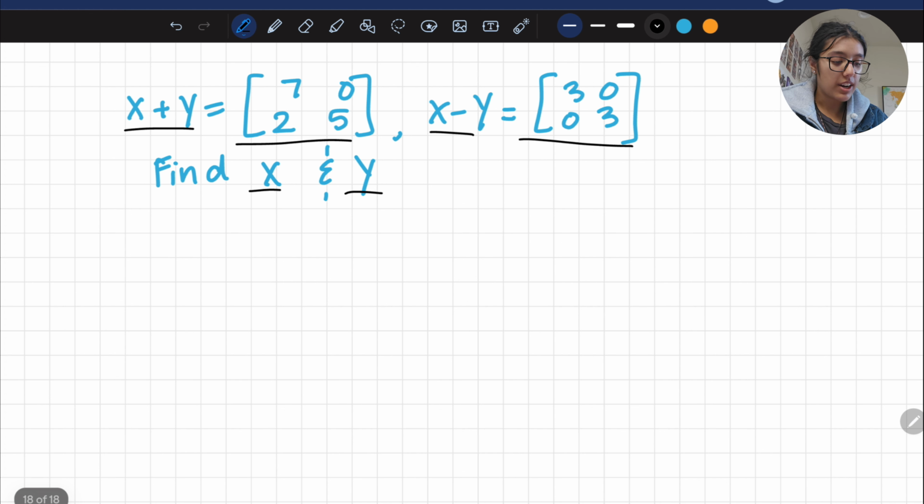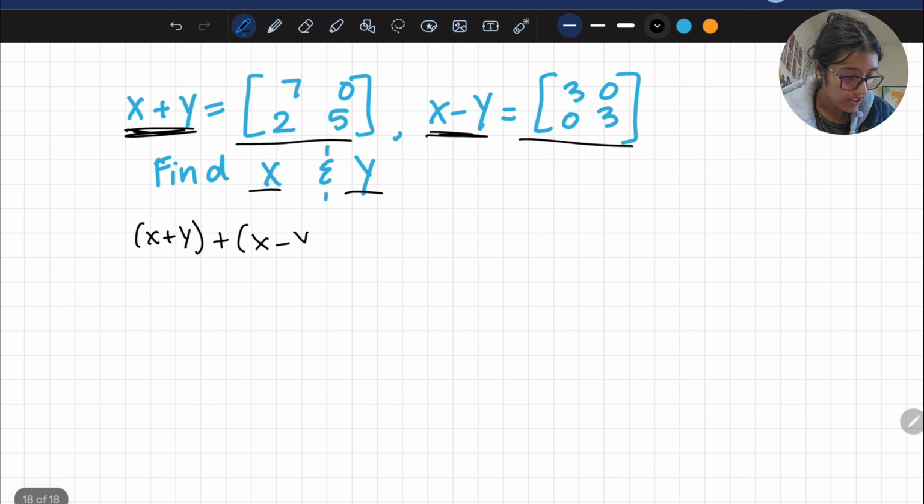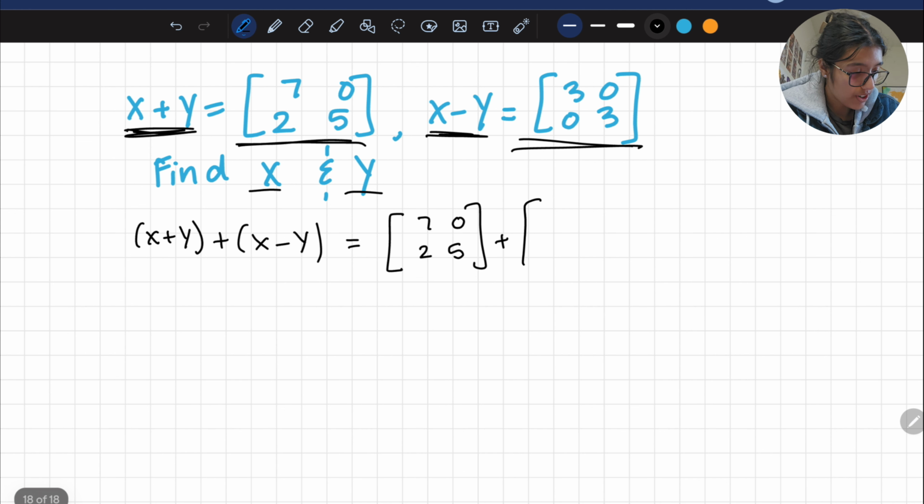What I see right off the bat is this positive y and this negative y. So I think if I add these two, I can cancel that variable out, and that's exactly what we want. So I'm going to have x plus y plus x minus y, and that is equal to this matrix right over here being added to this matrix right over there. So 3, 0, 0, 3. Left side, these two get canceled. Great, we eliminated one variable.